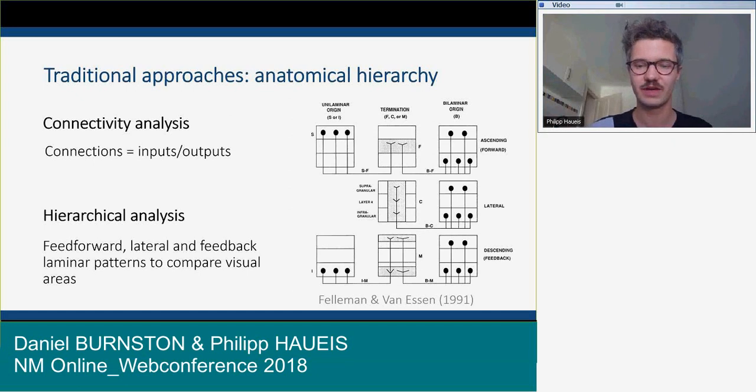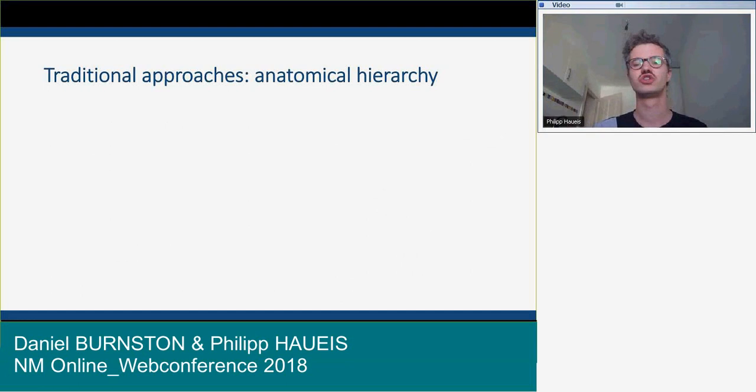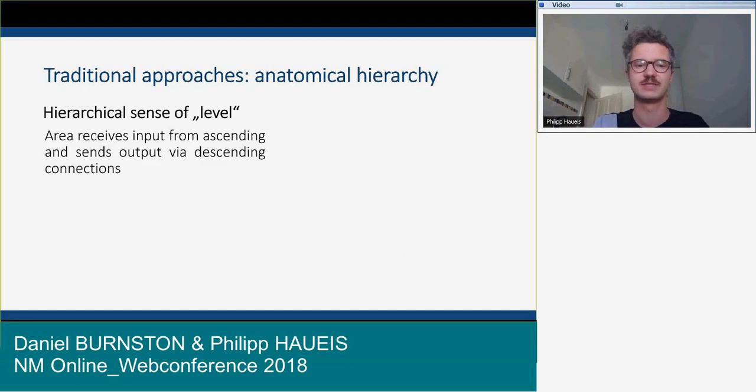And that's exactly what Felleman and Van Essen did in this famous 1991 paper, where they used these connection data, histological data on the macaque visual system, to produce a hierarchical diagram describing the visual system. And that diagram involves a hierarchical sense of level in which an area receives input from ascending connections and sends its output through the descending connections, and areas at the same hierarchical level are characterized by mainly lateral connections.